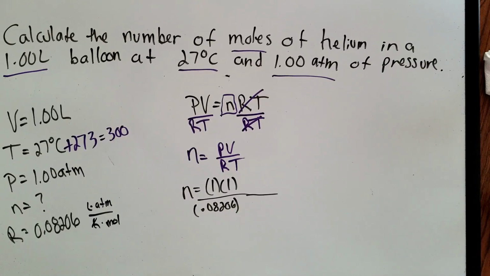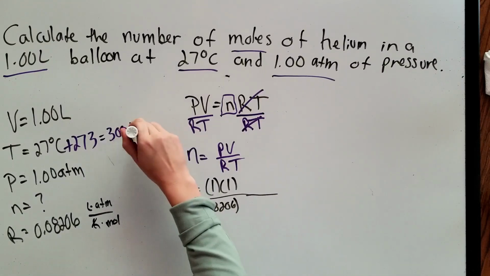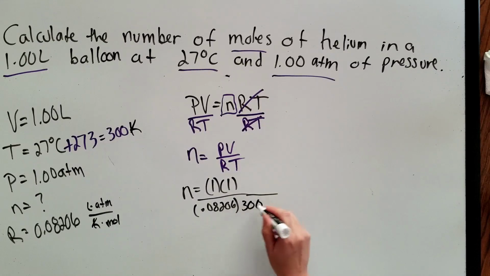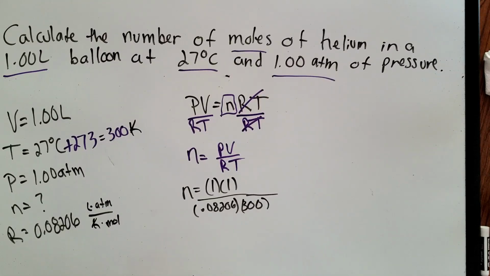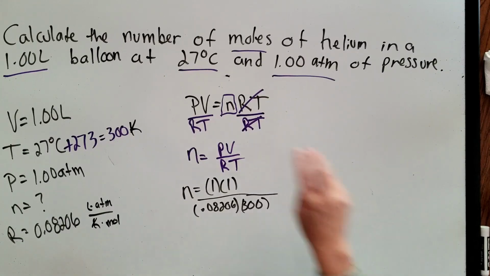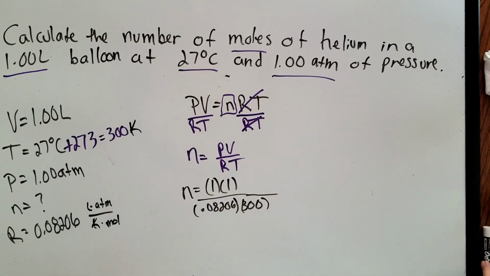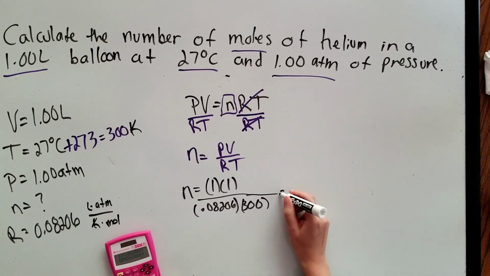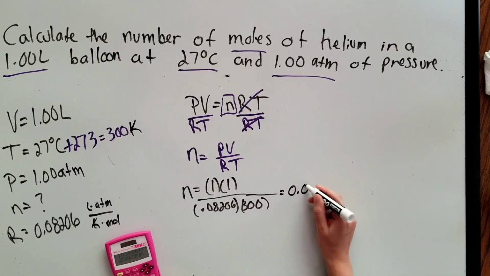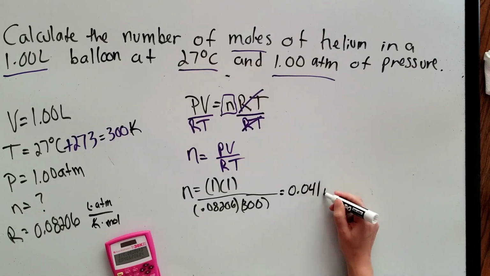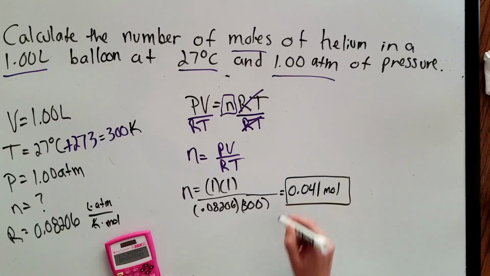All right, so plugging in, don't forget my units, 300 K over here. So I'm going to have 1 times 1 on the top, divided by 0.08206 times 300 on the bottom. How many sig figs are we looking at? I'm seeing 2 because of that guy there. So for 2 significant figures, I'm going to get 0.041 moles. So very small amount.